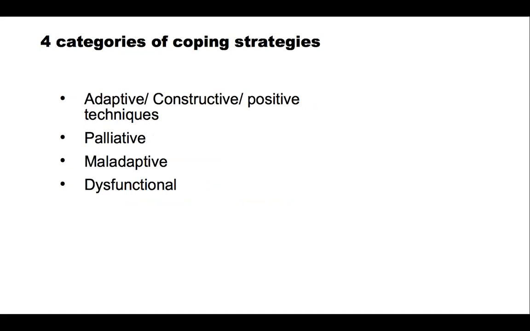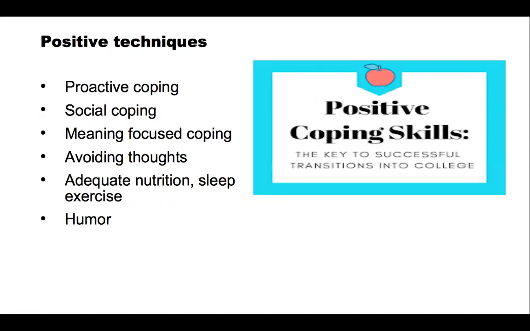Now, the four categories of coping strategies are adaptive, constructive, or positive technique. So what do you mean by adaptive or positive techniques? Well, this is when the problem is solved in a rational and productive way and anxiety is reduced. And there are many other techniques under positive.